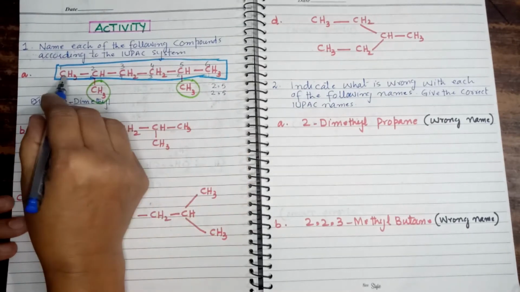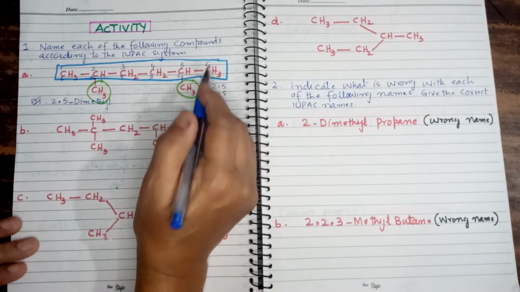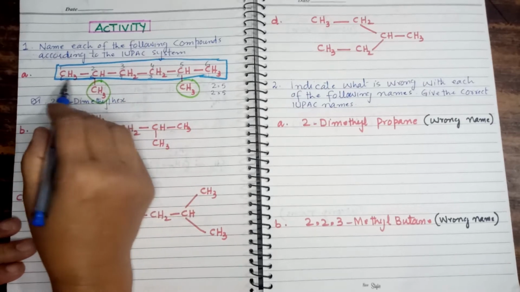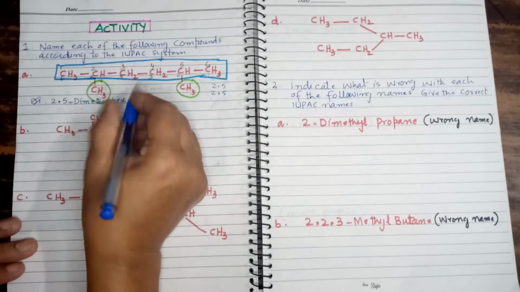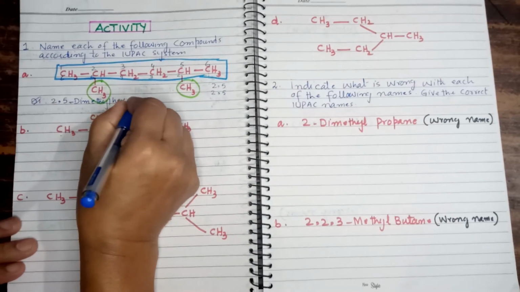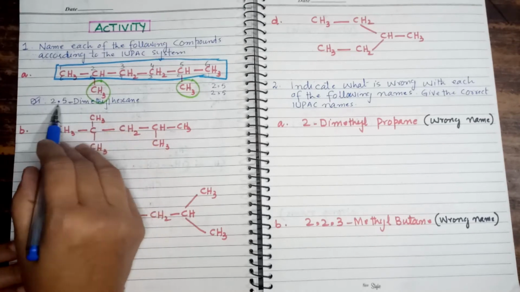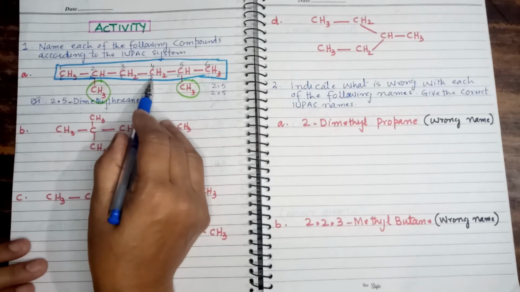And how many carbon atoms are there in the parent chain? 6, right? Since there are 6 carbon atoms, the name starts with hex. And all the carbon atoms are connected with the help of single covalent bonds, so we use ane as suffix. The IUPAC name of this molecule is 2,5-dimethylhexane. Got it? Alright.